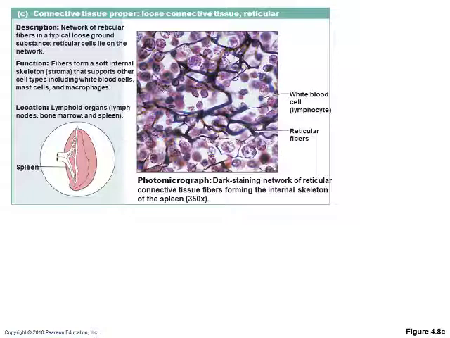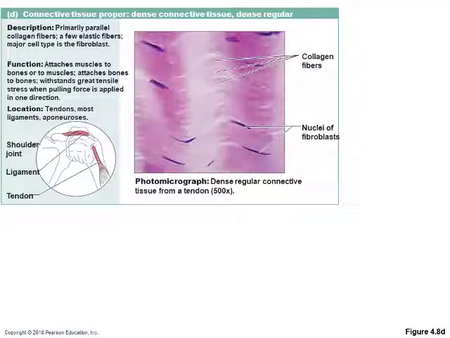Reticular fibers form a network, and I already mentioned that this type of connective tissue is present in the lymph organs, tonsils, right? Lymph nodes, spleen. So those organs have the reticular type of connective tissue. Okay, so we are done with loose. Now let's see the dense.